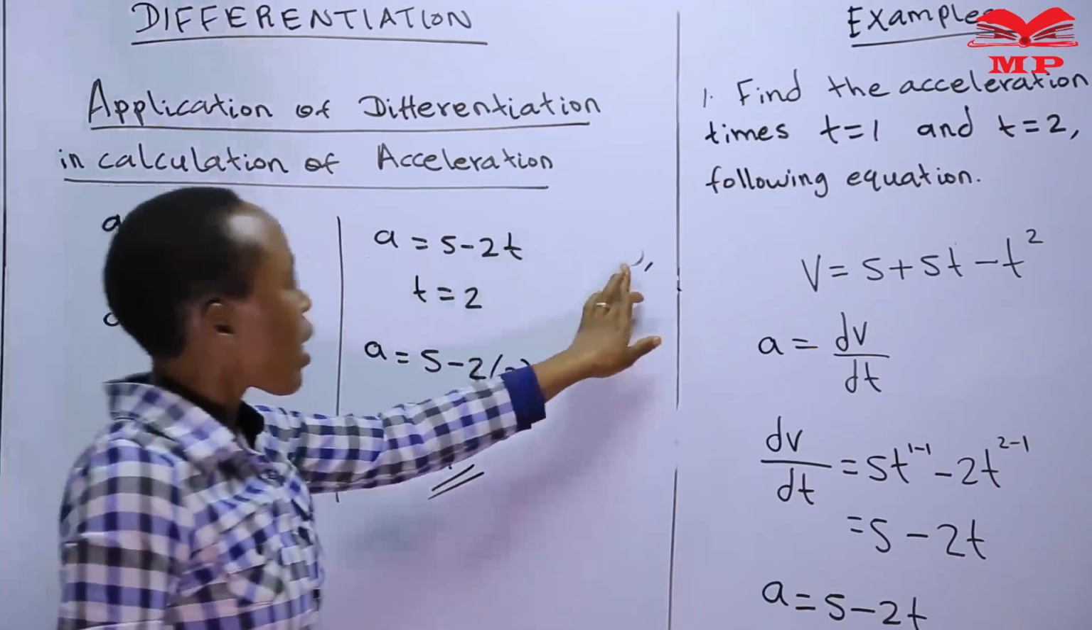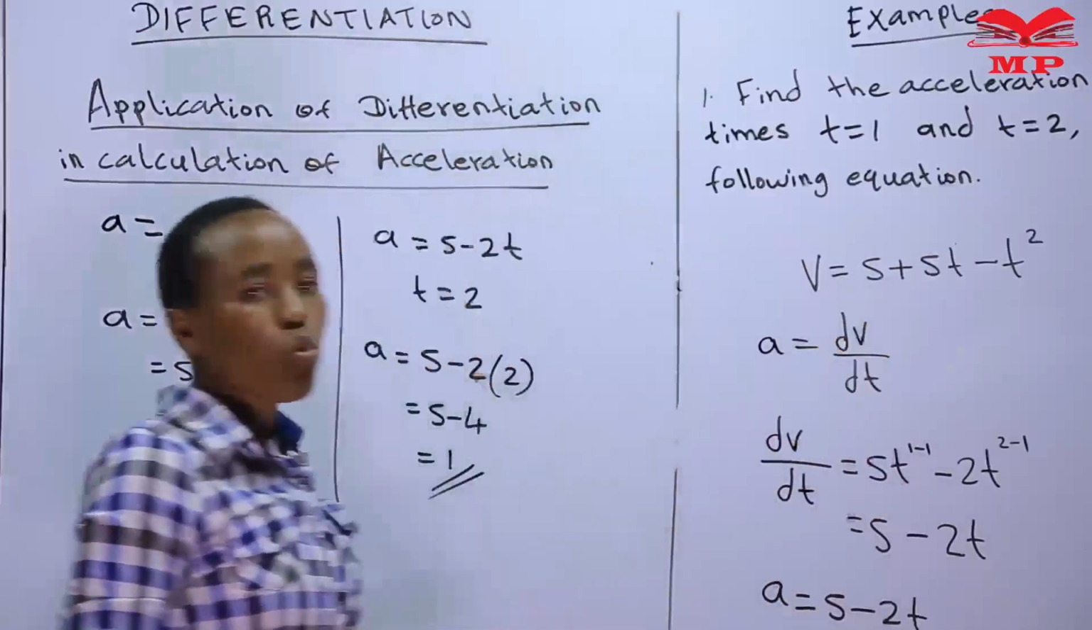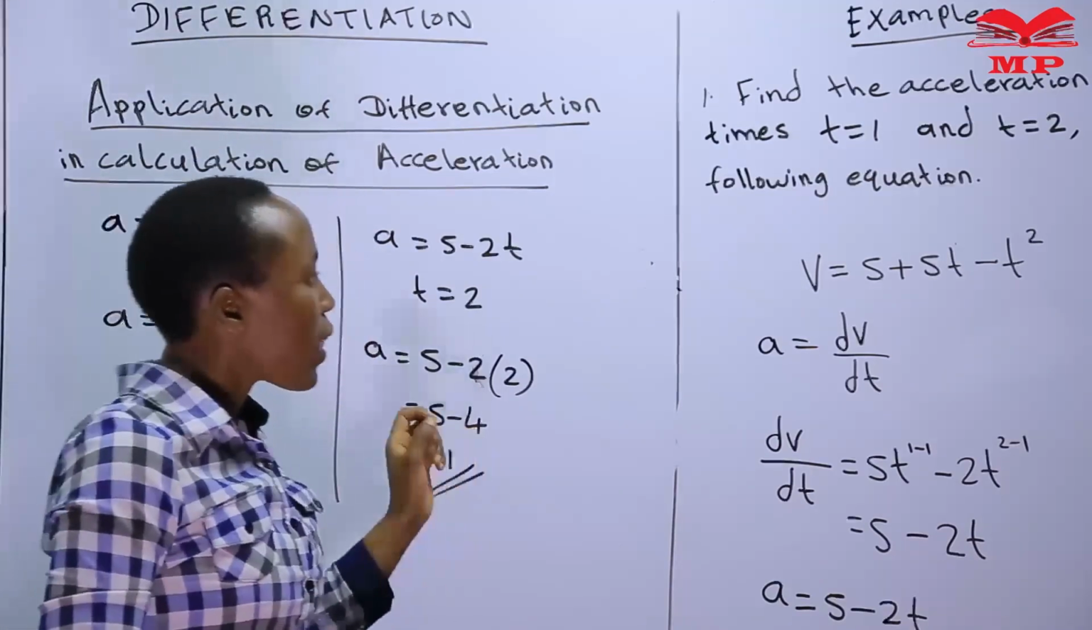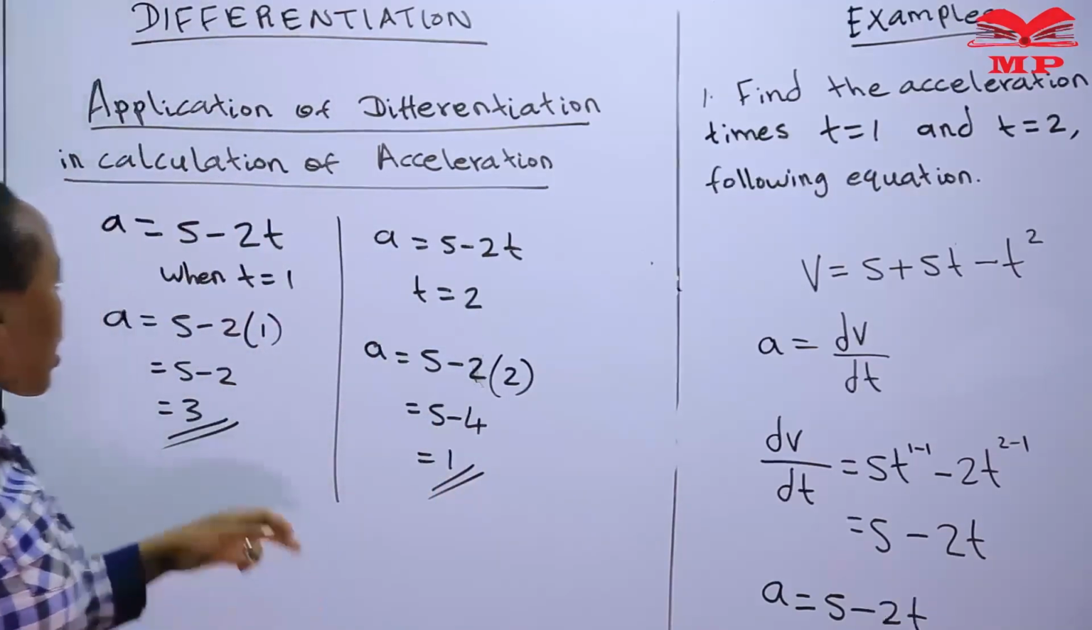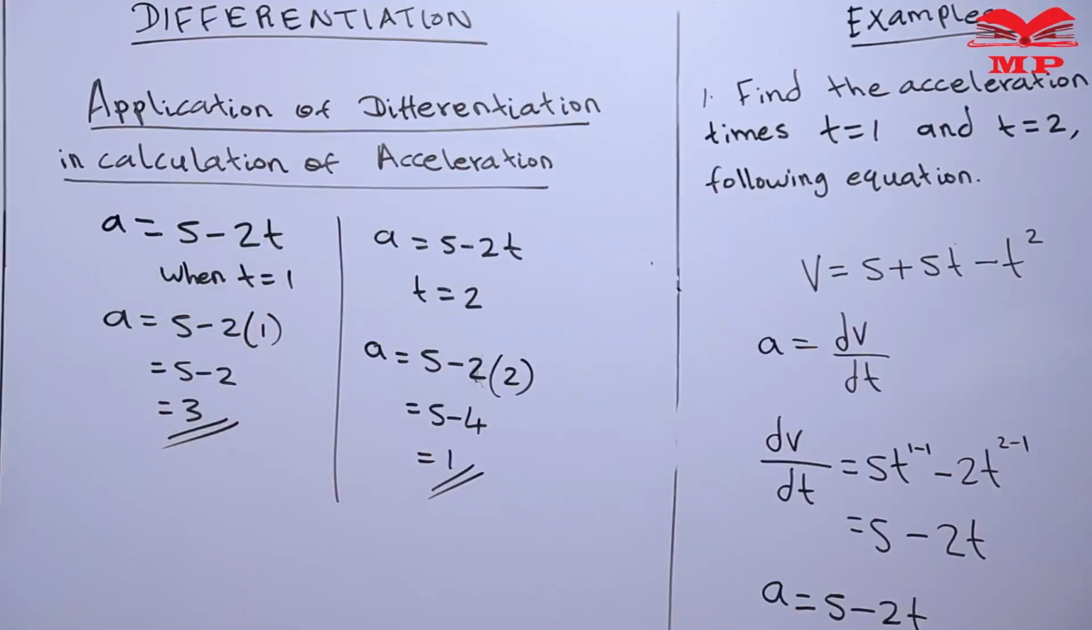So when you are finding the acceleration, when you are given the equation for velocity, you need to differentiate. And then when you are finding the acceleration at a certain point, you just substitute the value of t with the value that is given, and you'll be able to get the acceleration.